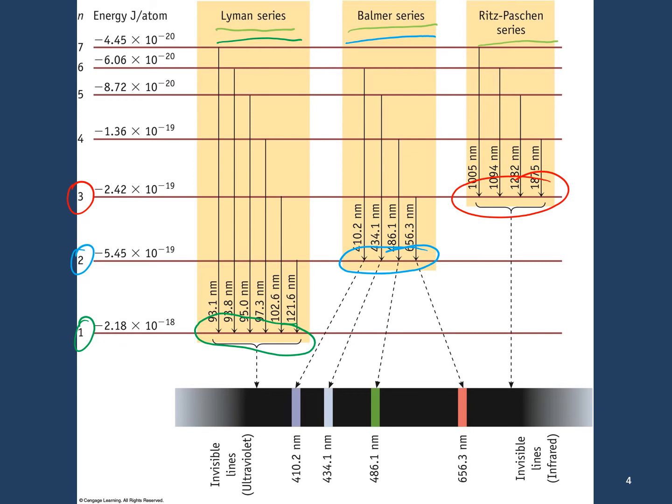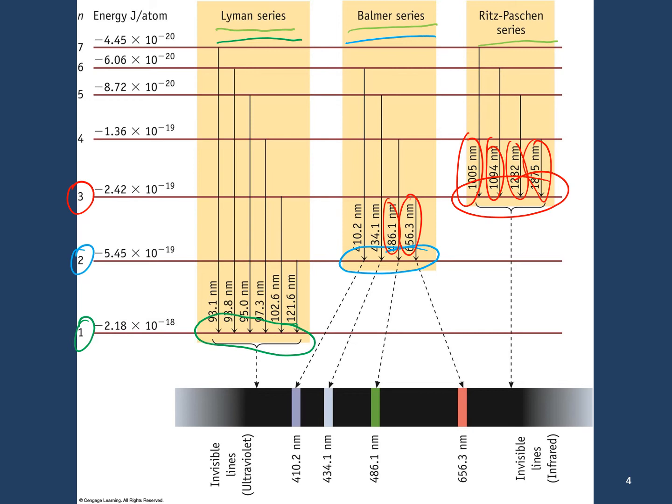These are only for hydrogen, and that equation we learned is only for hydrogen anyways. We can actually calculate all of these wavelength values from our equation that we learned a couple slides back. And I'll show you how to do that on the next slide.